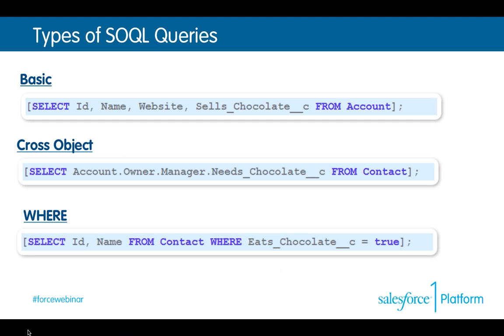Next, we have cross-object SOQL. You know how sometimes when you're building a report in Salesforce and you want to include a certain field, but for whatever reason, you're not allowed to do it? You never run into that in SOQL. Any field you ever want to query, you can bring it in. In fact, here we are querying a field 5 records away on a contact. We're getting the account, we're getting the account owner, then we're navigating to the owner's manager, and then we're navigating to the Needs Chocolate field on the manager.